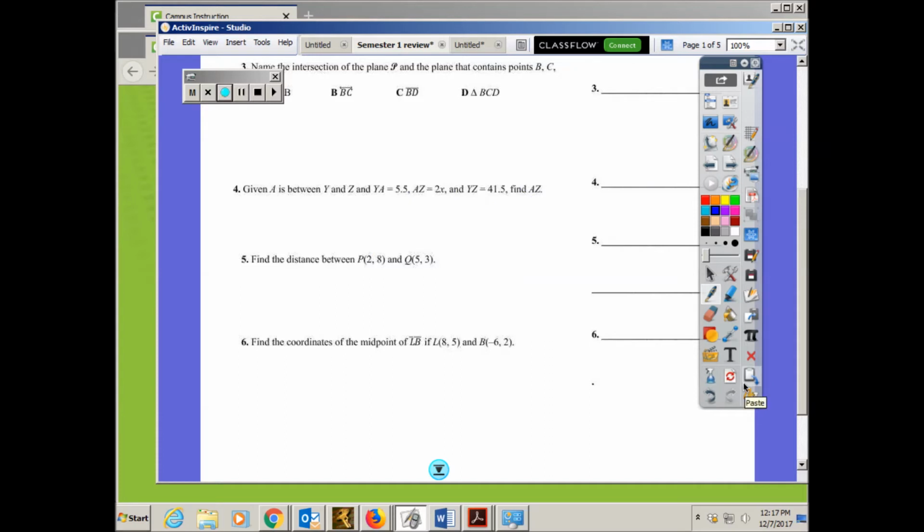So for number 5, I need to do the distance formula. You probably don't have it memorized, which means you want to write it on your reference sheet.